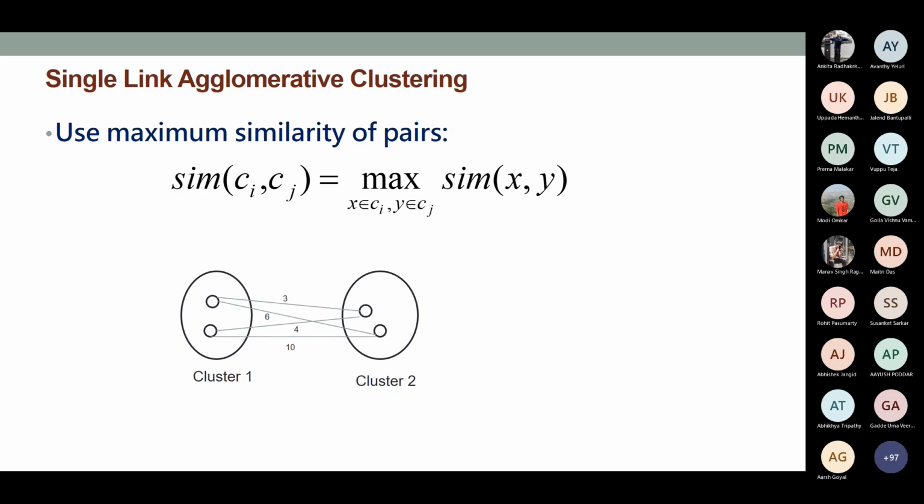So what would that be based on the complete linkage and single linkage definitions? Sorry, the numbers are actually distances, not similarities. Sorry for the mistake. So the distance between cluster 1 and cluster 2 would be 3, because this is the closest pair of objects that you can think of, and there is nothing smaller than this one.